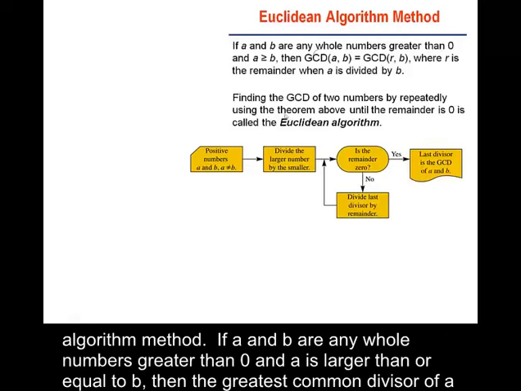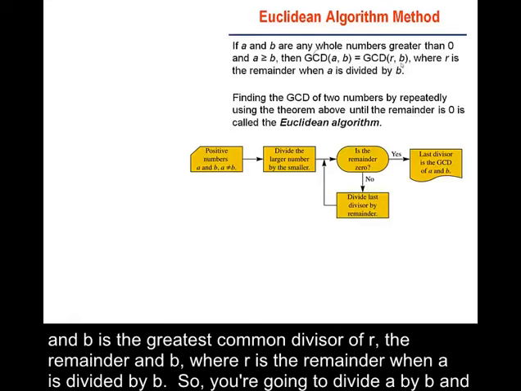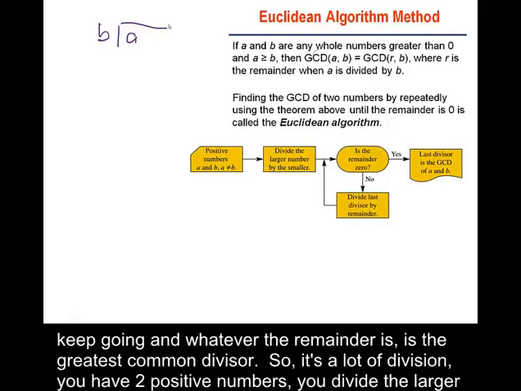The Euclidean algorithm method. If a and b are any whole numbers greater than 0 and a is larger than or equal to b, then the greatest common divisor of a and b is the greatest common divisor of r, the remainder, and b, where r is the remainder when a is divided by b. So you're going to divide a by b and keep going, and whatever the last remainder is the greatest common divisor.